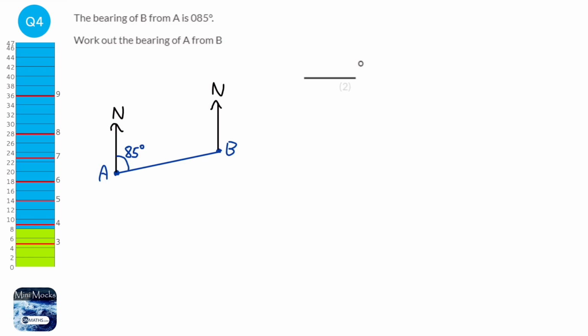So now it says work out the bearing of A from B. So the first thing we can do is actually just draw a line going down here, and we know that this angle here will also be 85 degrees because of alternate angles. It's always best to write that down somewhere, so we can just put in brackets here alternate angles, and we know that this angle here is going to be 180 degrees because it's a straight line.